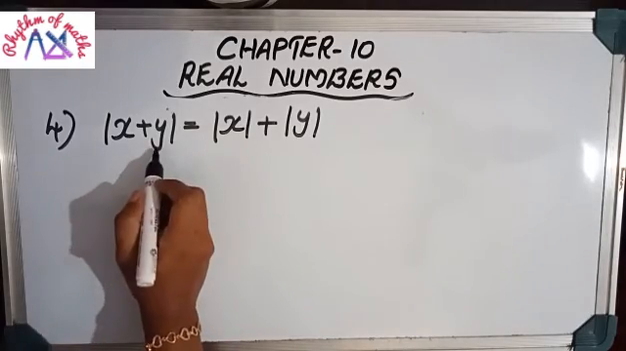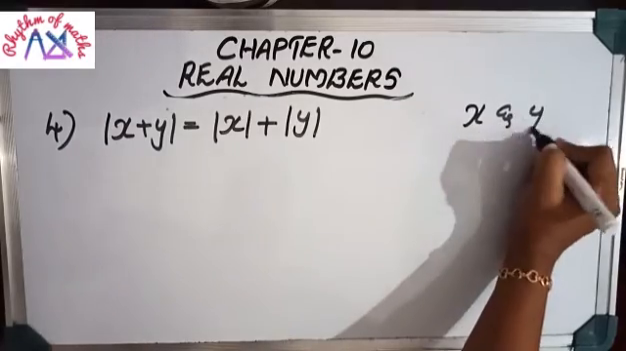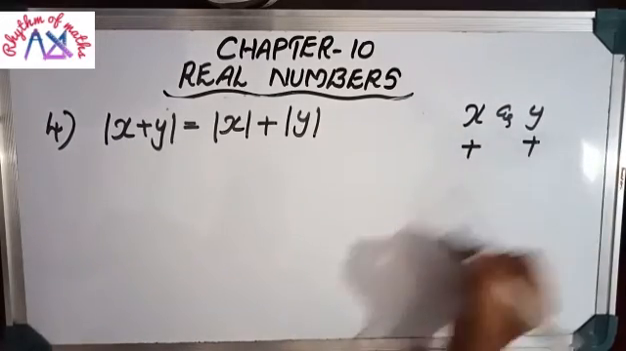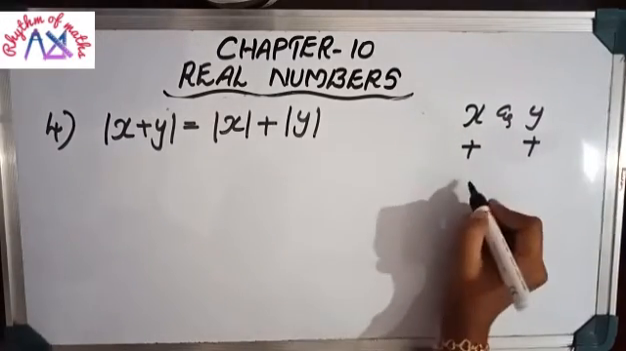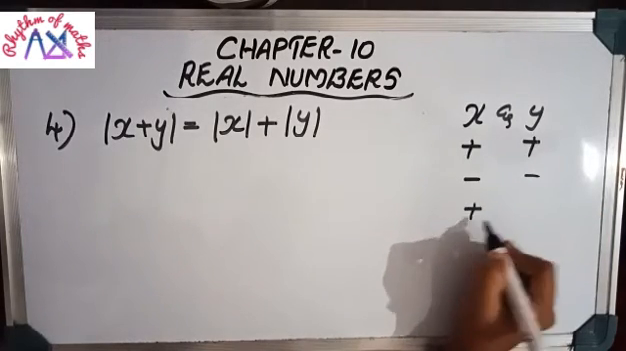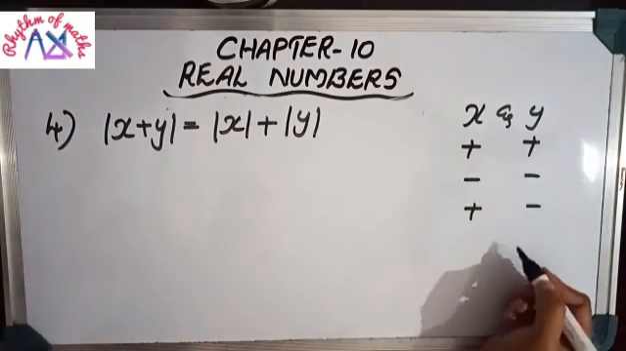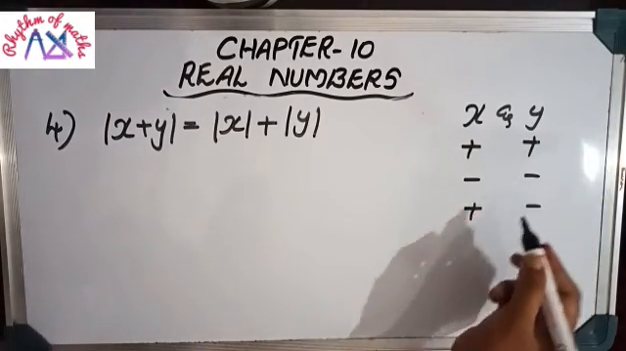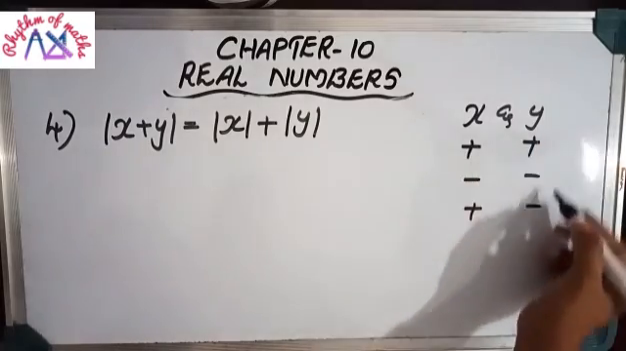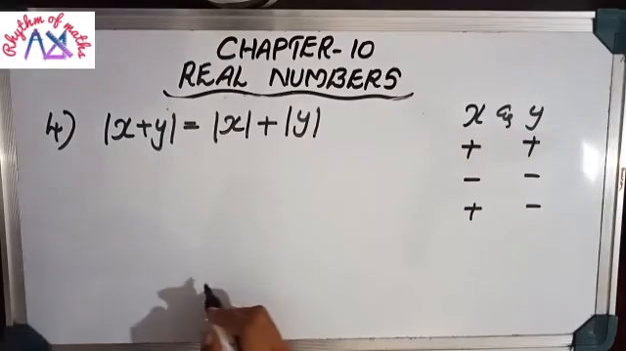So two numbers are there. The possibilities are that x and y can be both positive numbers, or both negative numbers, that is also possible, or one plus sign and one minus sign. These are the three possibilities: both positive, both negative, one positive and one negative. So let's check which satisfy this equation.